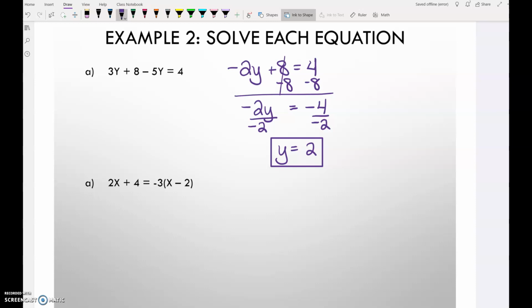What do you think you need to do in this? Honestly, this should say example 2b. I don't know why it says another a. We would need to distribute. So take a moment, distribute. Don't forget to distribute the -3 to the x and to the -2. Take a moment and solve that one out.